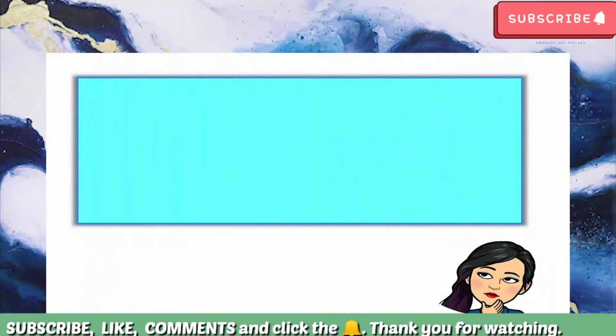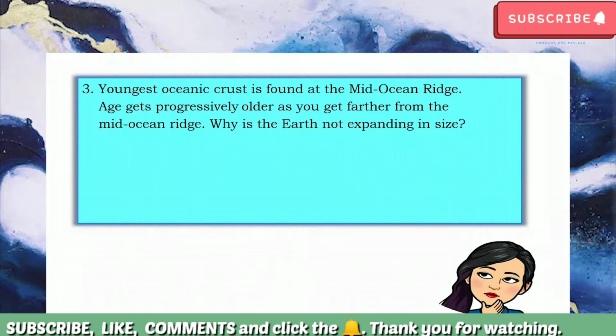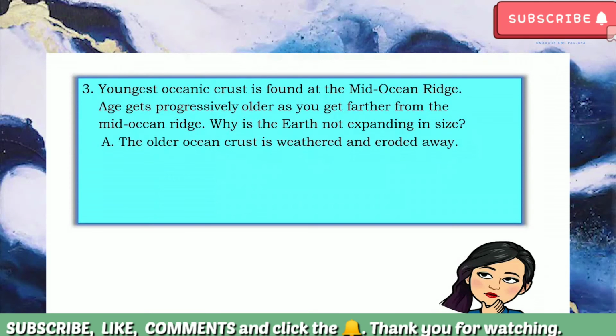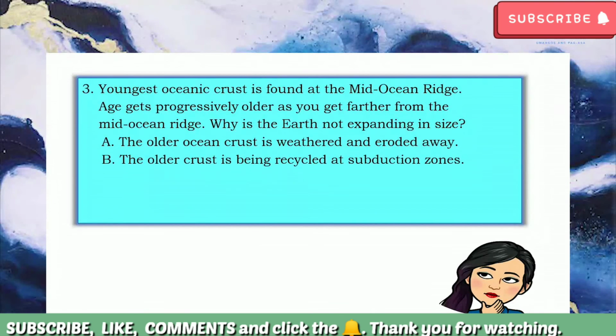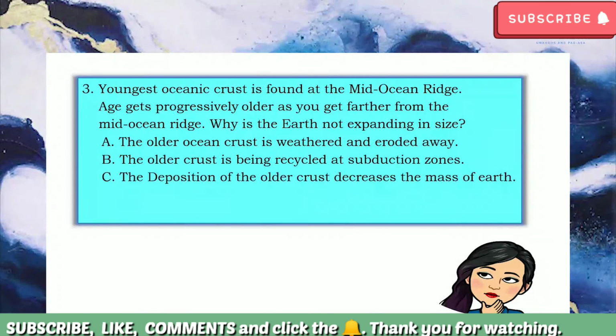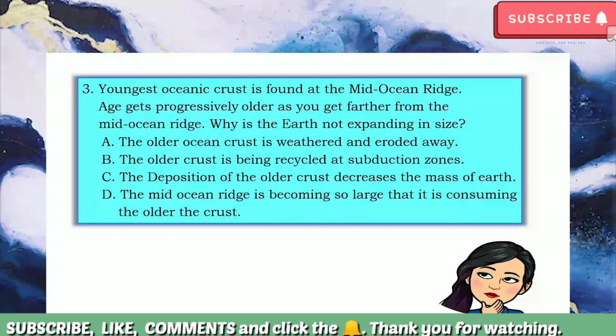Number 3. Youngest oceanic crust is found at the mid-ocean ridge. Age gets progressively older as you get farther from the mid-ocean ridge. Why is the Earth not expanding in size? A. The older ocean crust is weathered and eroded away. B. The older crust is being recycled at subduction zone. C. The deposition of the older crust decreases the mass of the Earth. D. The mid-ocean ridge is becoming so large that it is consuming the older crust. What is your answer? The correct answer is letter B.